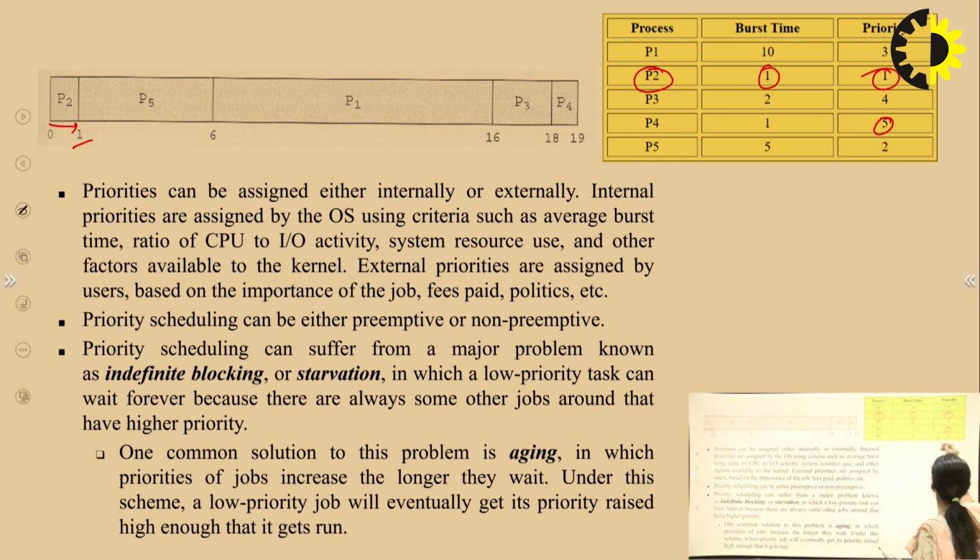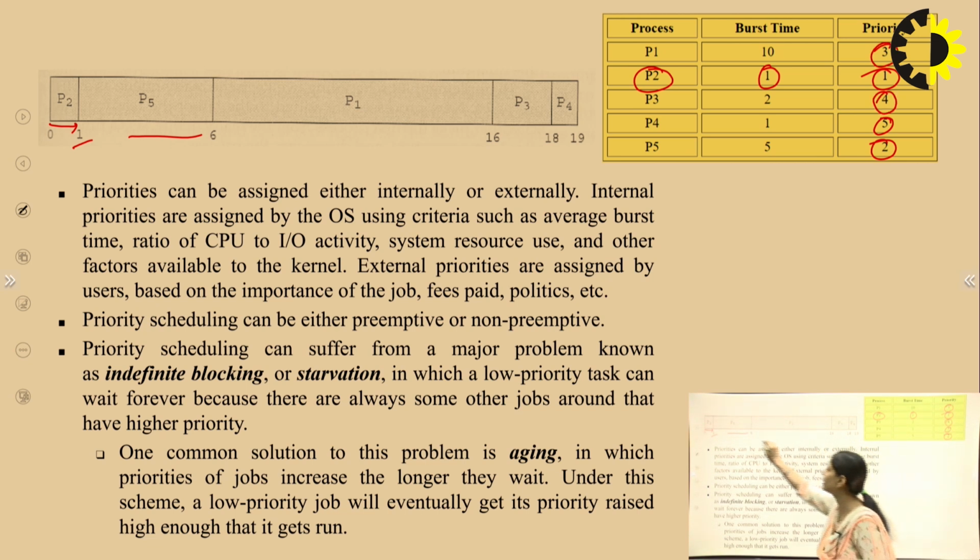The next higher value is for P5. So, P5 will execute and will continue to execute till it completes its execution. Then the process P1 will execute, followed by P3 and P4. So, this is how we will get a Gantt chart. Calculating the average waiting time, we will identify that this is based on the priorities, where the process is entered with some priority and gets executed.